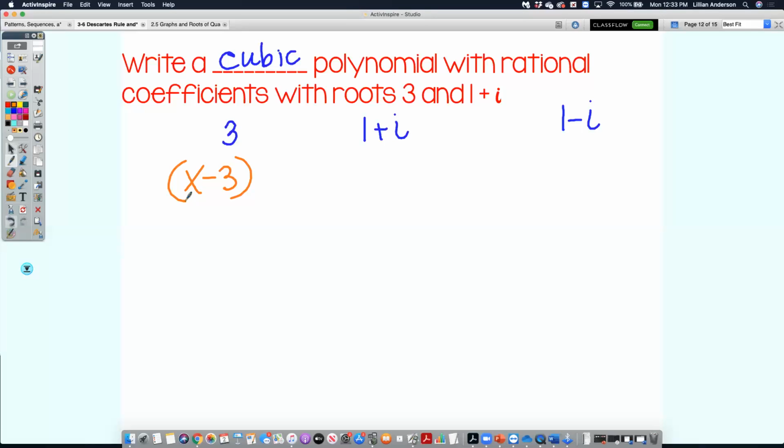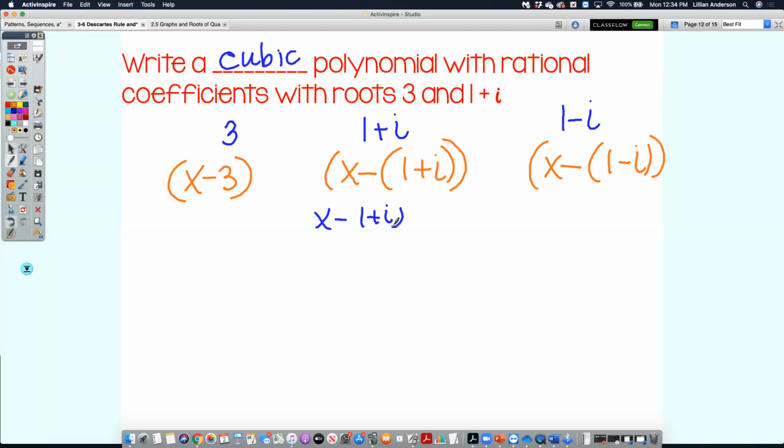For the imaginary ones and the complex ones, it's still going to be x minus that particular 0. And again, x minus that particular 0. Because again, if I were to set this factor equal to 0, I would add that over and get 1 plus i, would I not? So x minus your 0.